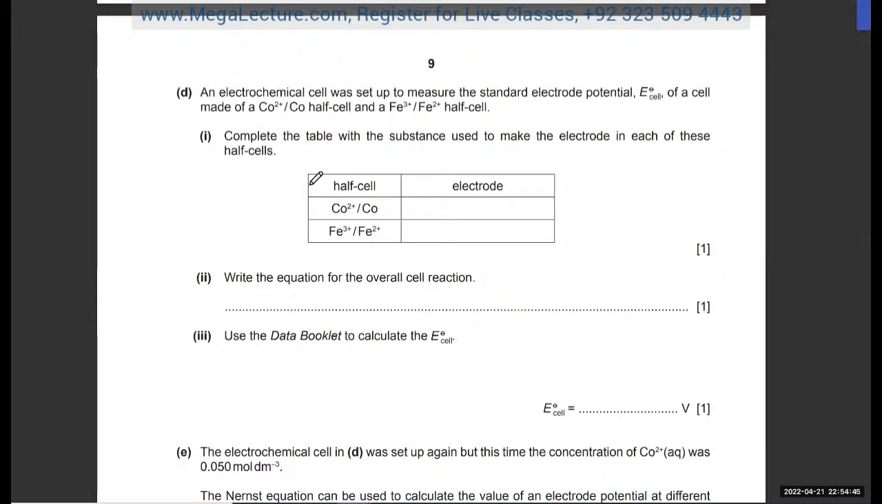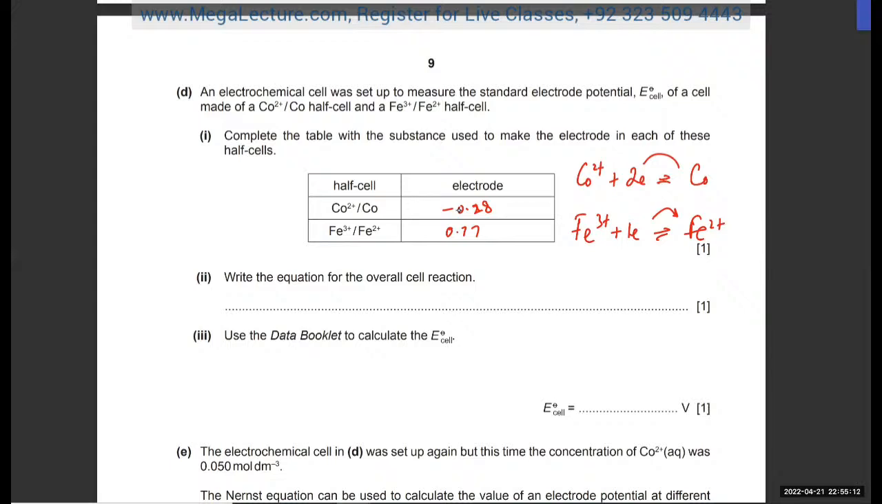So they're asking for the equation. This is minus 0.28, and this other one is 0.77. I'll just make the equation over here, Fe3+. This one is going to gain electrons. The other one, cobalt 2+ plus 2 electrons in equilibrium with cobalt, is going to lose electrons.